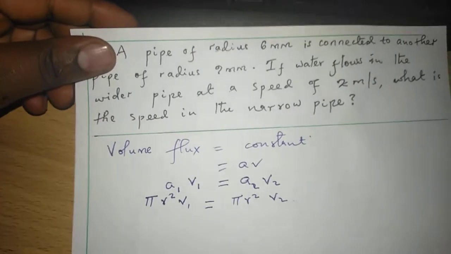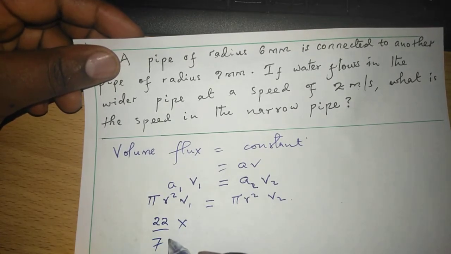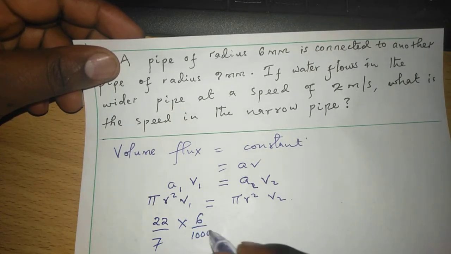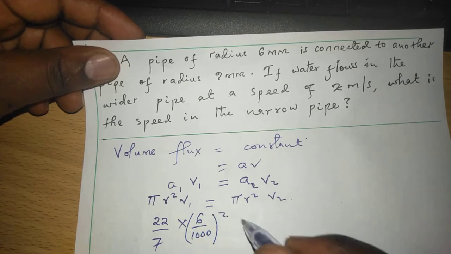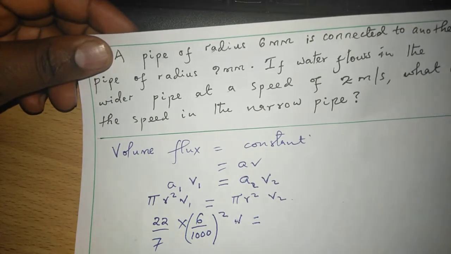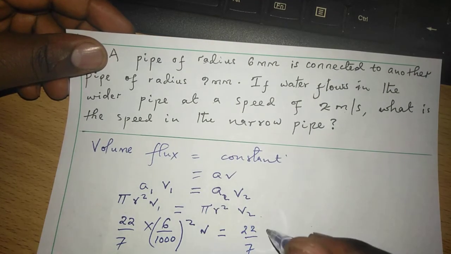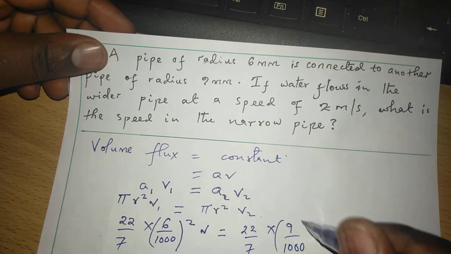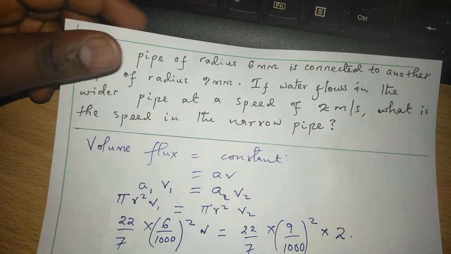So now we can substitute here, whereby we say pi is 22 over 7. In the narrower side we have 6, so we have to make it SI units by dividing by 1000, then we square, times a velocity which is unknown. This is supposed to give us pi r squared, where r is 9, divided by 1000 to make it meters, and we square, then times a known velocity, which is 2 for that side.